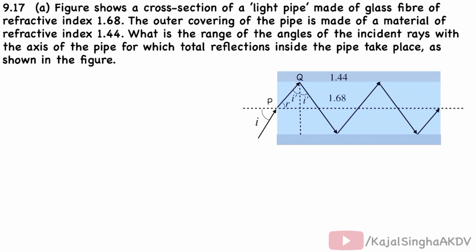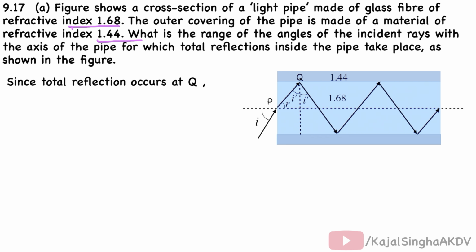Figure shows a cross section of a light pipe made of glass fiber of refractive index 1.68. The outer covering of the pipe is made of a material of refractive index 1.44. What is the range of the angles of the incident rays with the axis of the pipe for which total reflections inside the pipe take place, as shown in the figure?